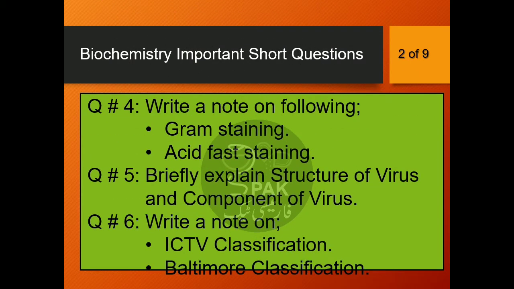Question number 4. Write a note on the following: gram staining, acid-fast staining. Question number 5. Briefly explain structure of virus and component of virus. Question number 6. Write a note on ICTV classification, Baltimore classification.